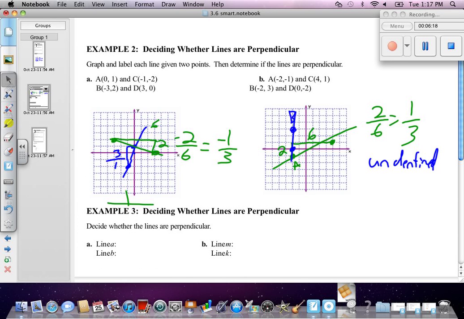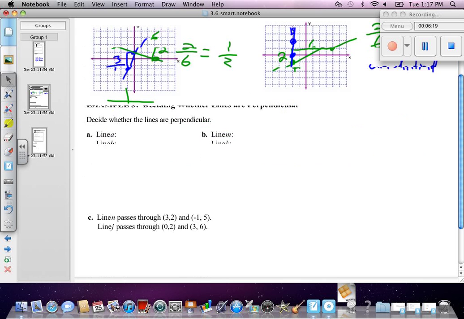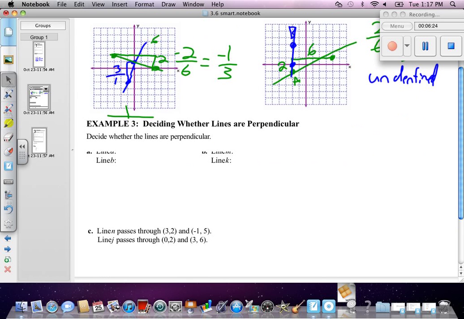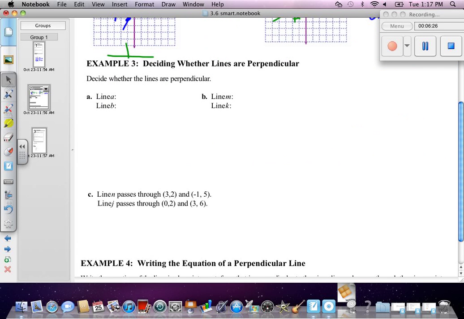Okay. Let's look at example 3. Why is it undefined? Because it's a straight line. Oh, okay. Why was it -2? Because it's -2.